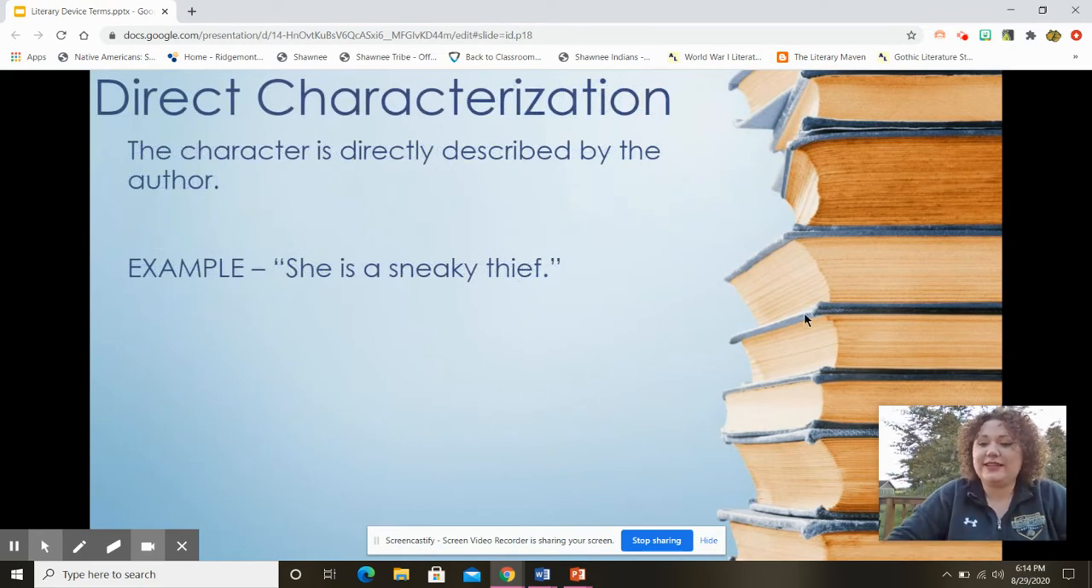The next one is direct characterization. So when we're reading a book, we're being introduced to all these characters, and there's two different ways that an author can define those characters and help us understand them. So the first one is direct. This is where the character is directly described. So the author is going to say, she is a sneaky thief. There is no question about what kind of person she is or who she is. The author comes just right out and says who that person is, okay, what kind of character they are.